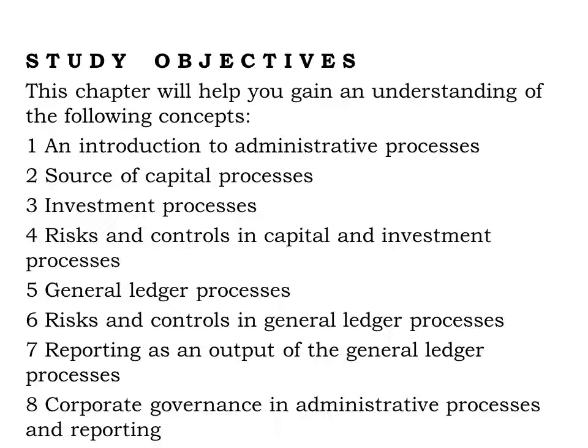This chapter will help you gain an understanding of the following concepts. For study objective number 1, an introduction to administrative processes. For number 2, source of capital processes. For number 3, investment processes. Number 4, risks and controls in capital and investment processes. 5, general ledger processes. 6, risk and controls in general ledger processes. 7, reporting as an output of the general ledger processes. And the last one, corporate governance in administrative processes and reporting.